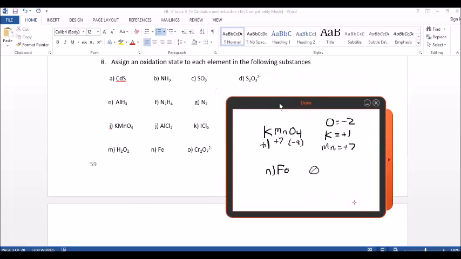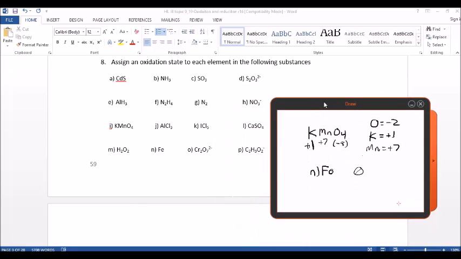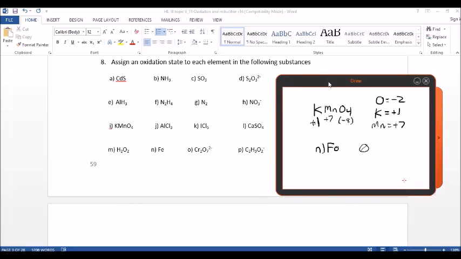What I would like for you to do is take a couple minutes and see if you can figure out the rest of these oxidation states, and pause the video for a second and do that, and then start it up again when you've done.